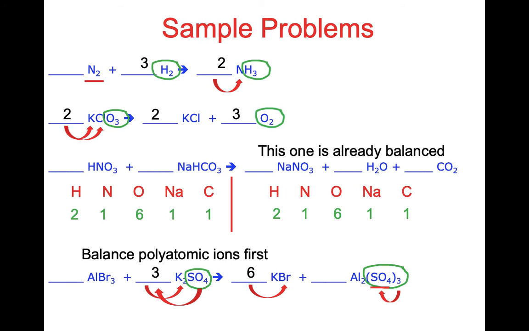That also changes the bromine. So what do I need to do to the bromine? Well, it's 6 now. I need to do something over here to give me 6 bromines. Well, I have 3 already, so 3 times 2 would give me 6. But now that changed my aluminum on the left side to 2. So I need to go back over to the right side and look at my aluminums. And that is 2. So this is a balanced equation with the coefficients 2, 3, 6, 1.